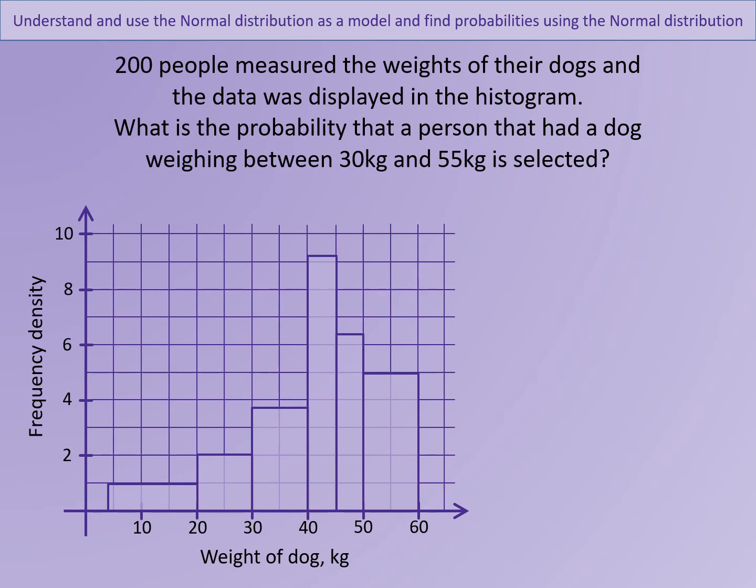A2 Maths, normal distribution. Right, so what we're going to do is start off with a bit of GCSE histogram work with you first of all. So 200 people measuring the weights of their dogs. They put it into the histogram you can see in front of you.